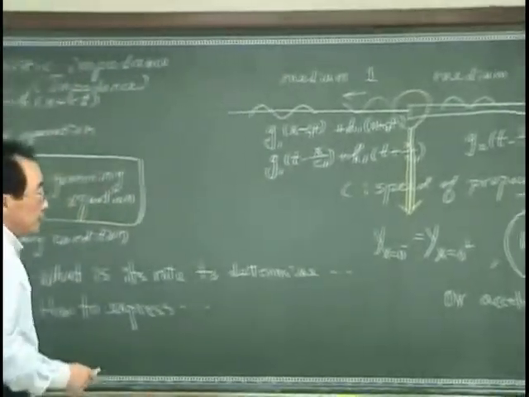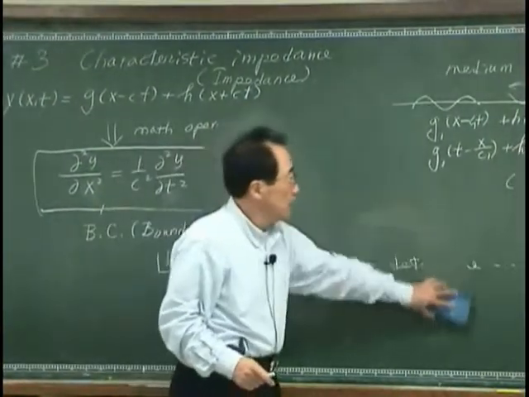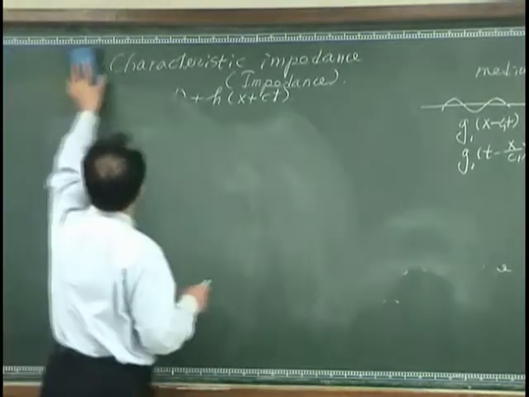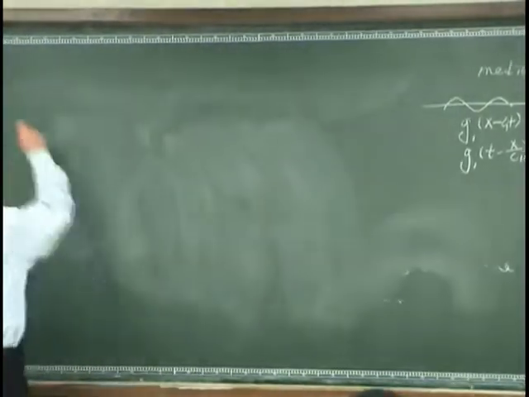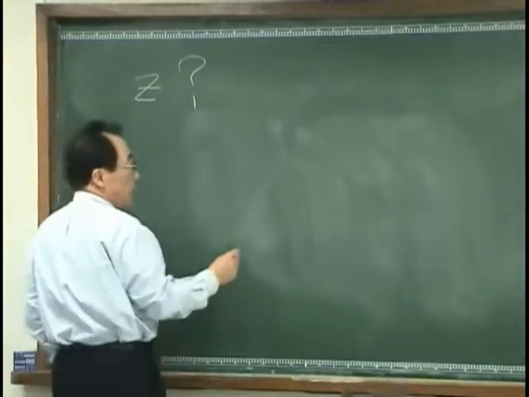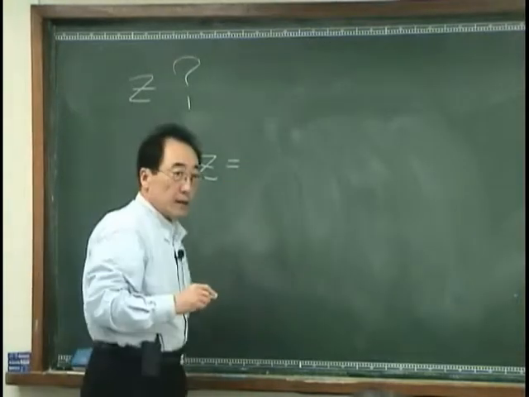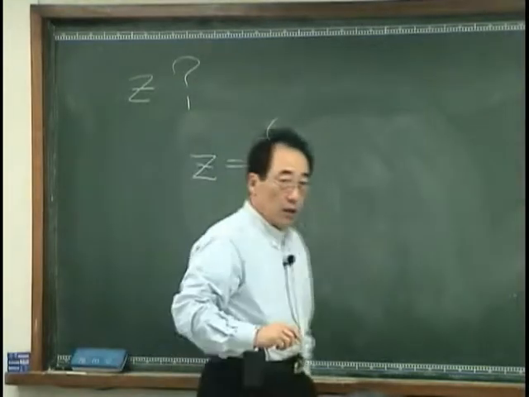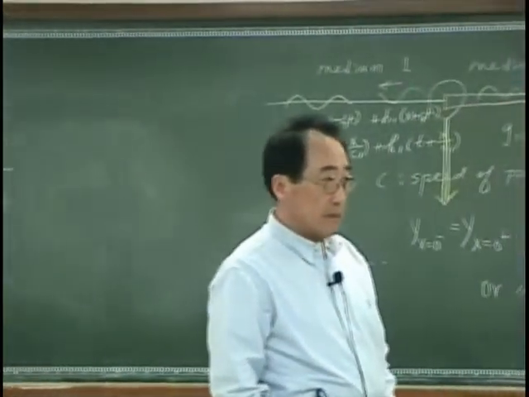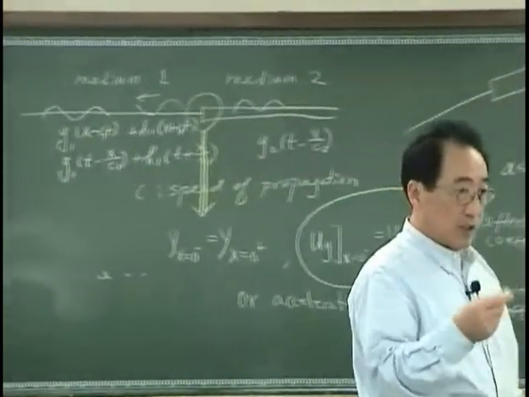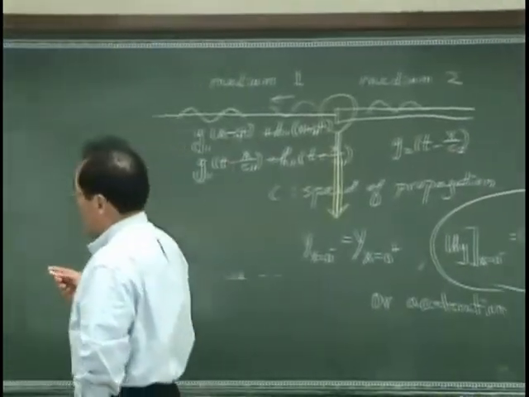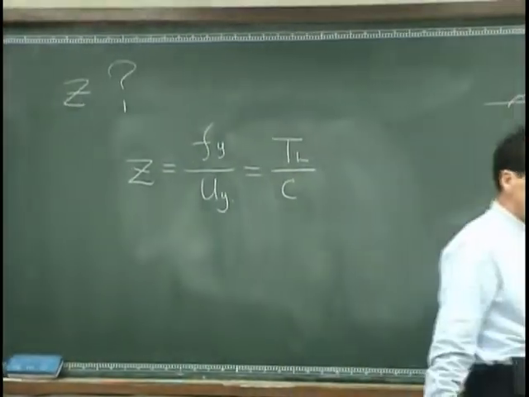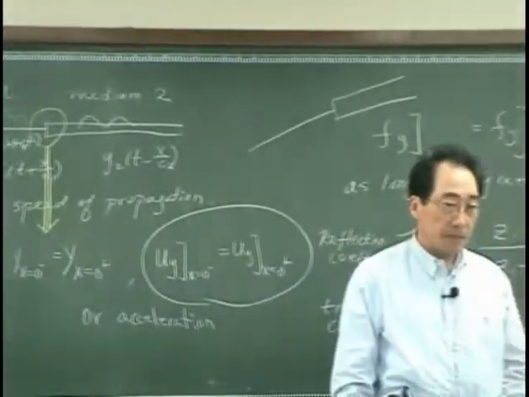Now, what is Z? We found that Z, in fact, is the ratio between the force acting in y direction and the velocity in y direction. If you go into detail in the derivation, we can find it. And that is tension divided by C. Okay.